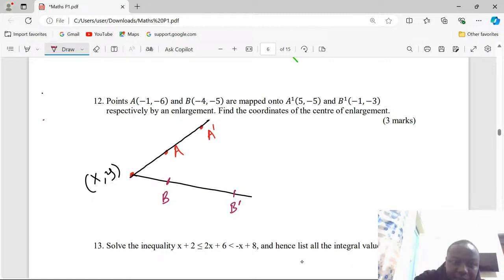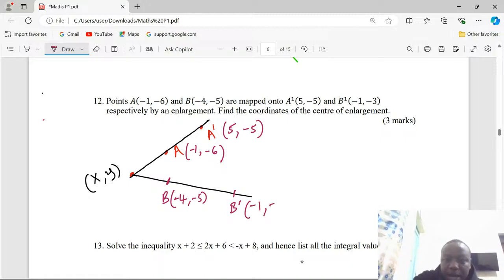So we know A is (-1, -6). A prime is (5, -5). Then B is (-4, -5). Then B prime is (-1, -3). I believe I put the coordinates well.